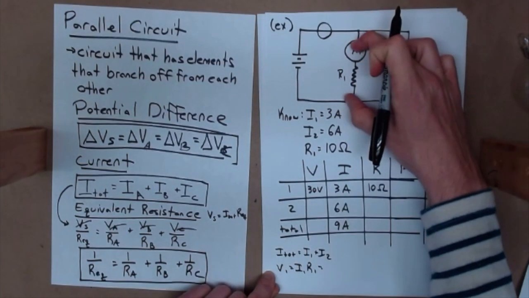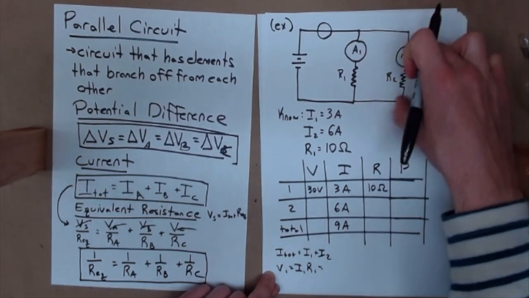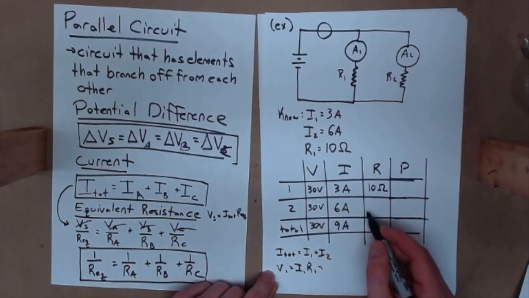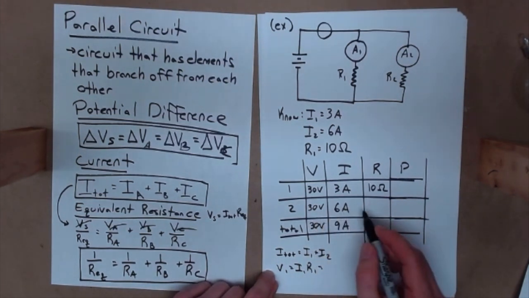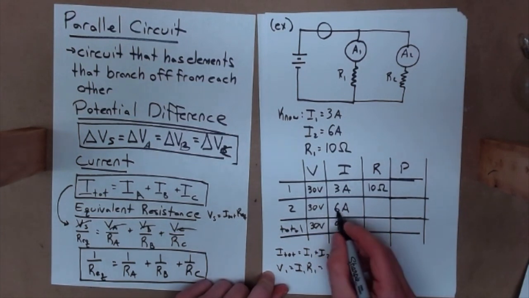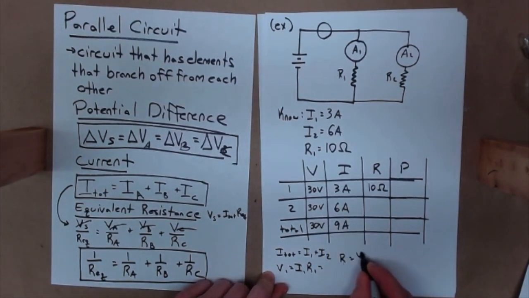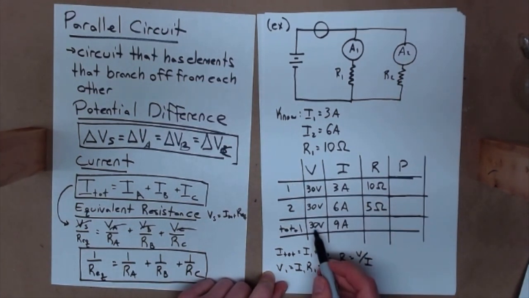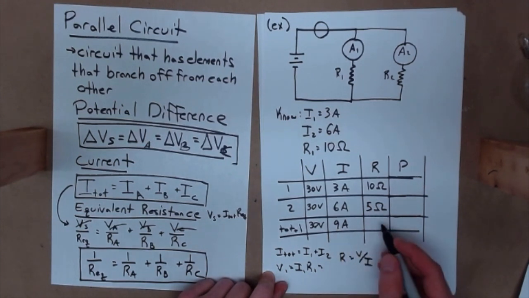Then this resistor is in parallel with this resistor, which is in parallel with that battery, which means that this has to be 30 volts and this has to be 30 volts. And now this is just Ohm's law across the board, right? 30 times 6, 30 over 6, because R is equal to V over I, is equal to 5 ohms. Here, 30 over 9 is equal to 3.33 ohms.